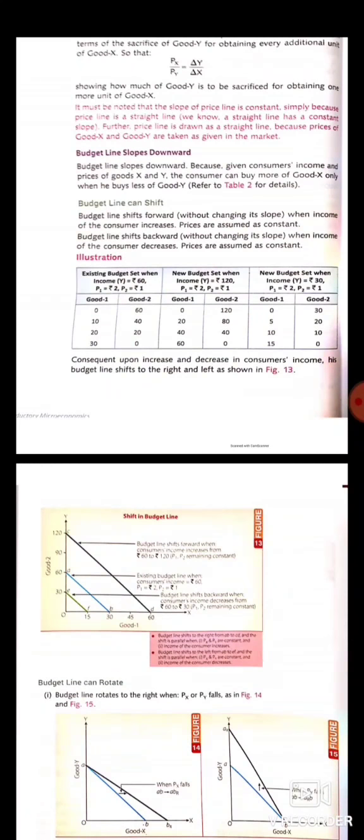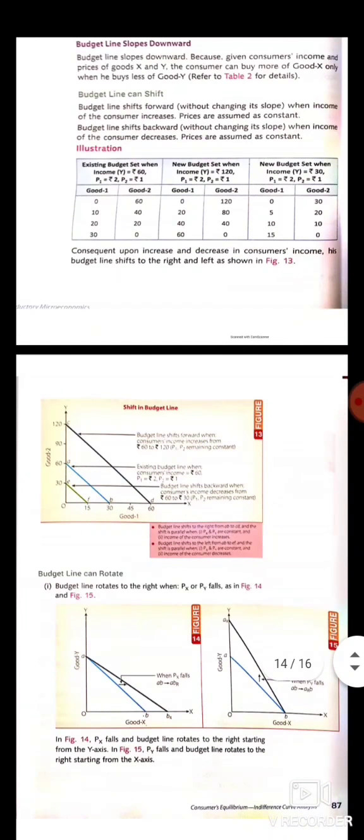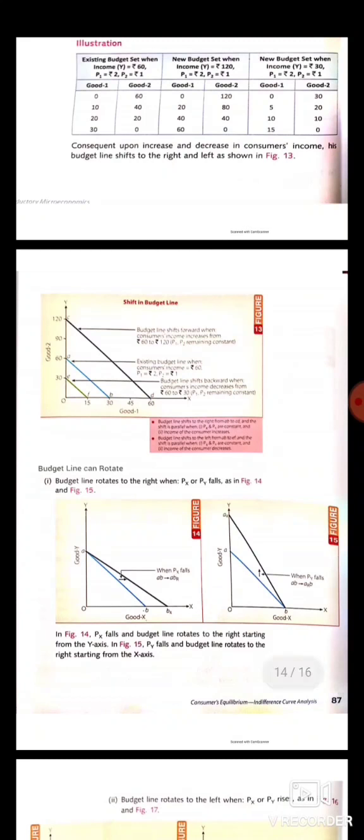Next is, budget line can shift. Yes, budget line can shift to its rightward direction or to its left direction. In figure 13, the shifting of budget line can be explained. The budget line, as we know, represents all the combinations which a consumer can purchase with his given income. If the income of the consumer increases, then the budget line will shift to its right direction. But if the income of the consumer decreases, then his budget line will shift to its left direction.